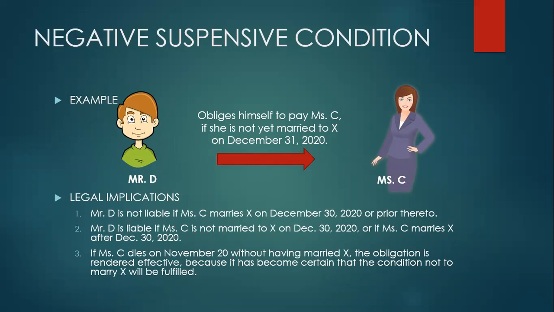Now, what will happen here, because Miss C is already dead? Then the heirs of Miss C will have to receive the amount that Mr. D will pay to Miss C.